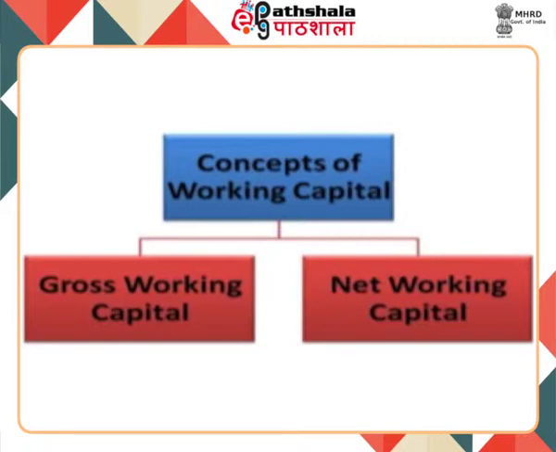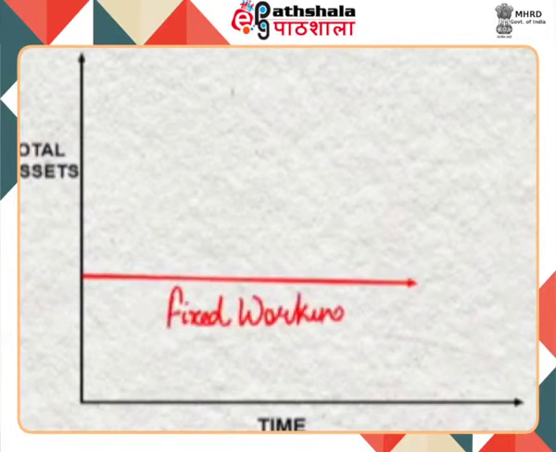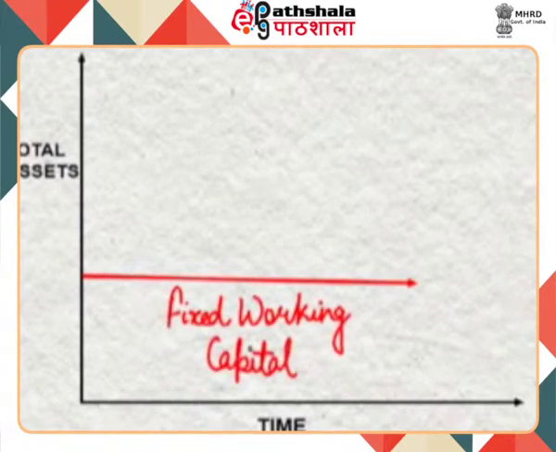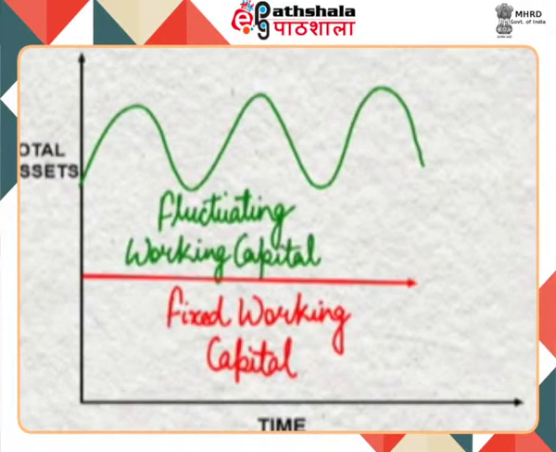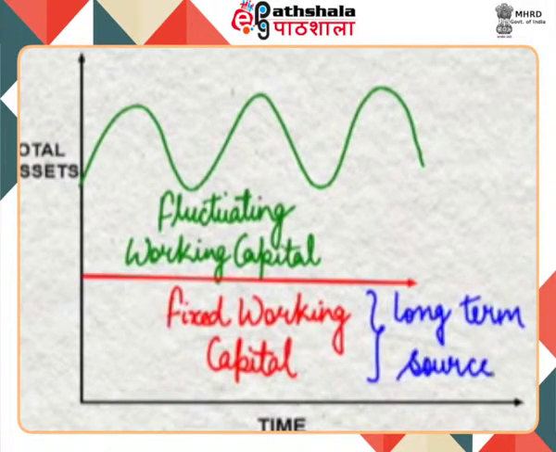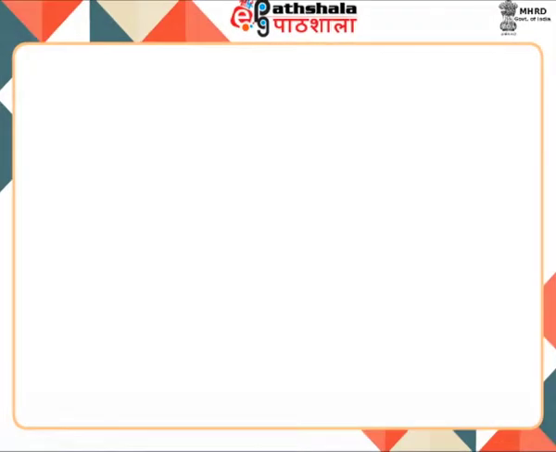There are two types of working capital required by a company. One is the permanent working capital, which is the minimum amount required to hold current assets on a continuous basis. And the second one is fluctuating working capital, which keeps increasing or decreasing depending upon the level of activity of business. Permanent working capital is generally financed through long-term sources of finance, and fluctuating working capital is financed through short-term sources.